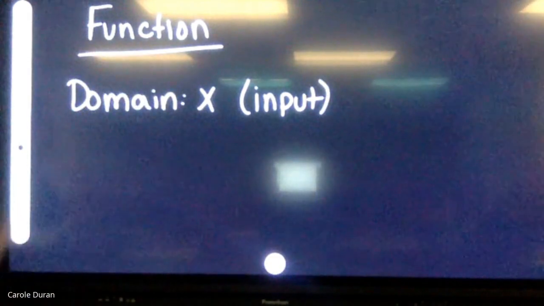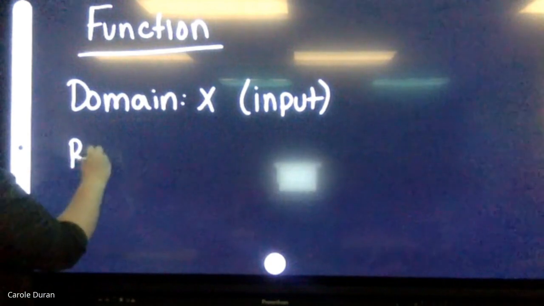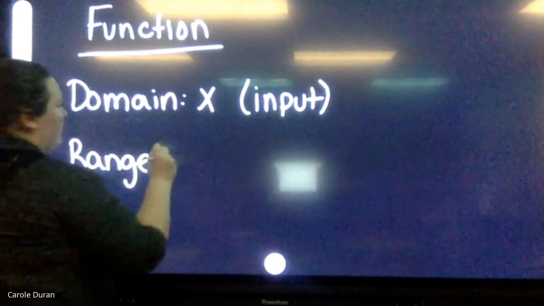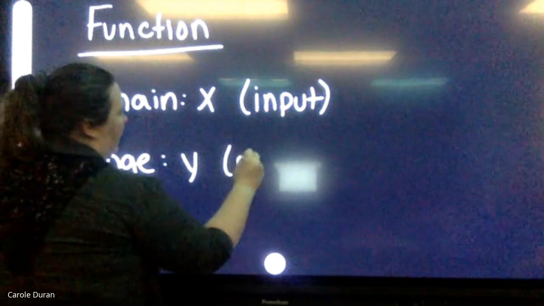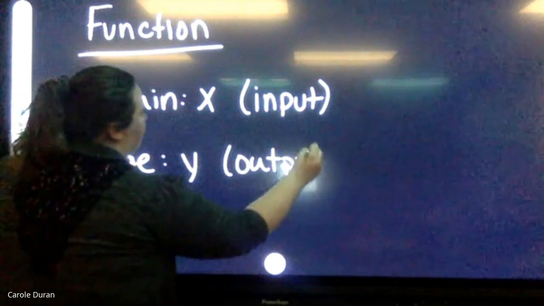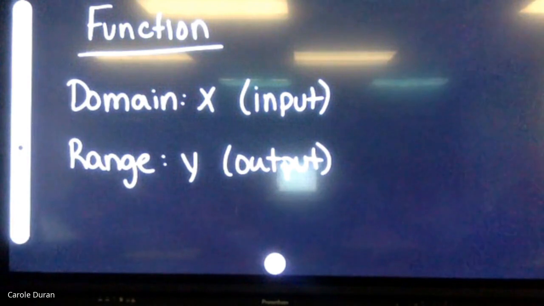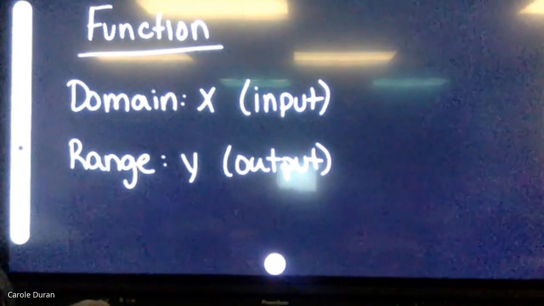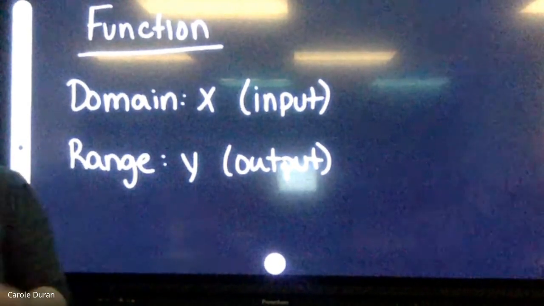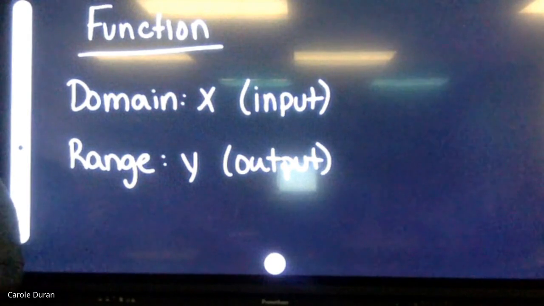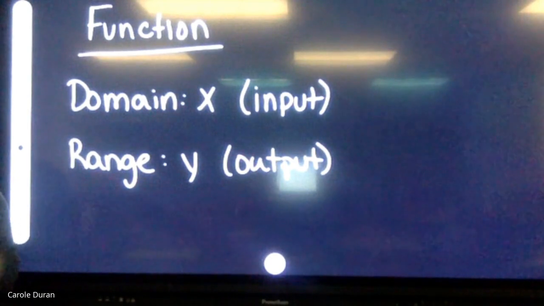After the domain, we have the range. The range then are all of the answers or the y values I have, which are also called the output values. So x's are the ones that we plug in. Those are the domain. The answers we get out are our range. So what we're going to do next is practice finding the domain and range of functions. I know you're so excited.